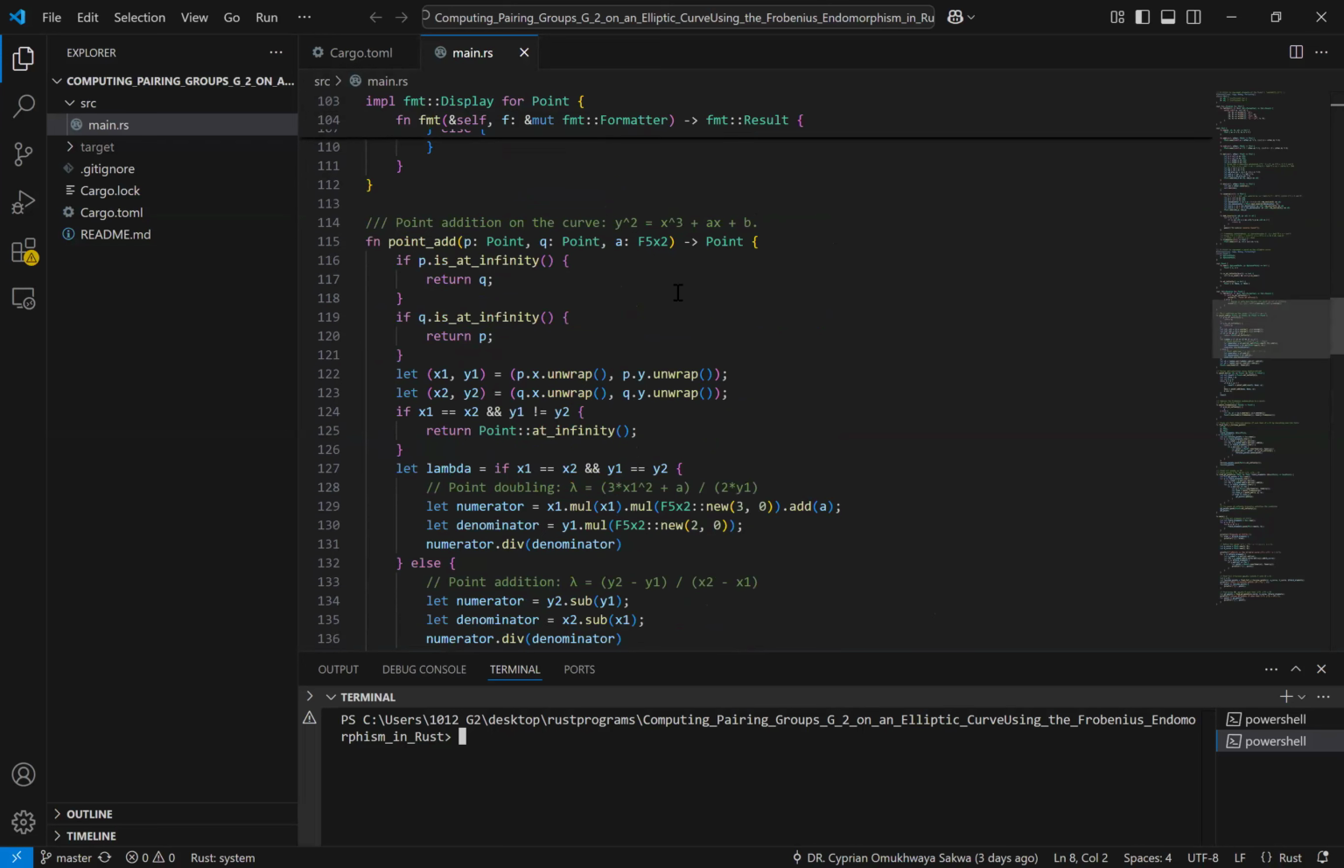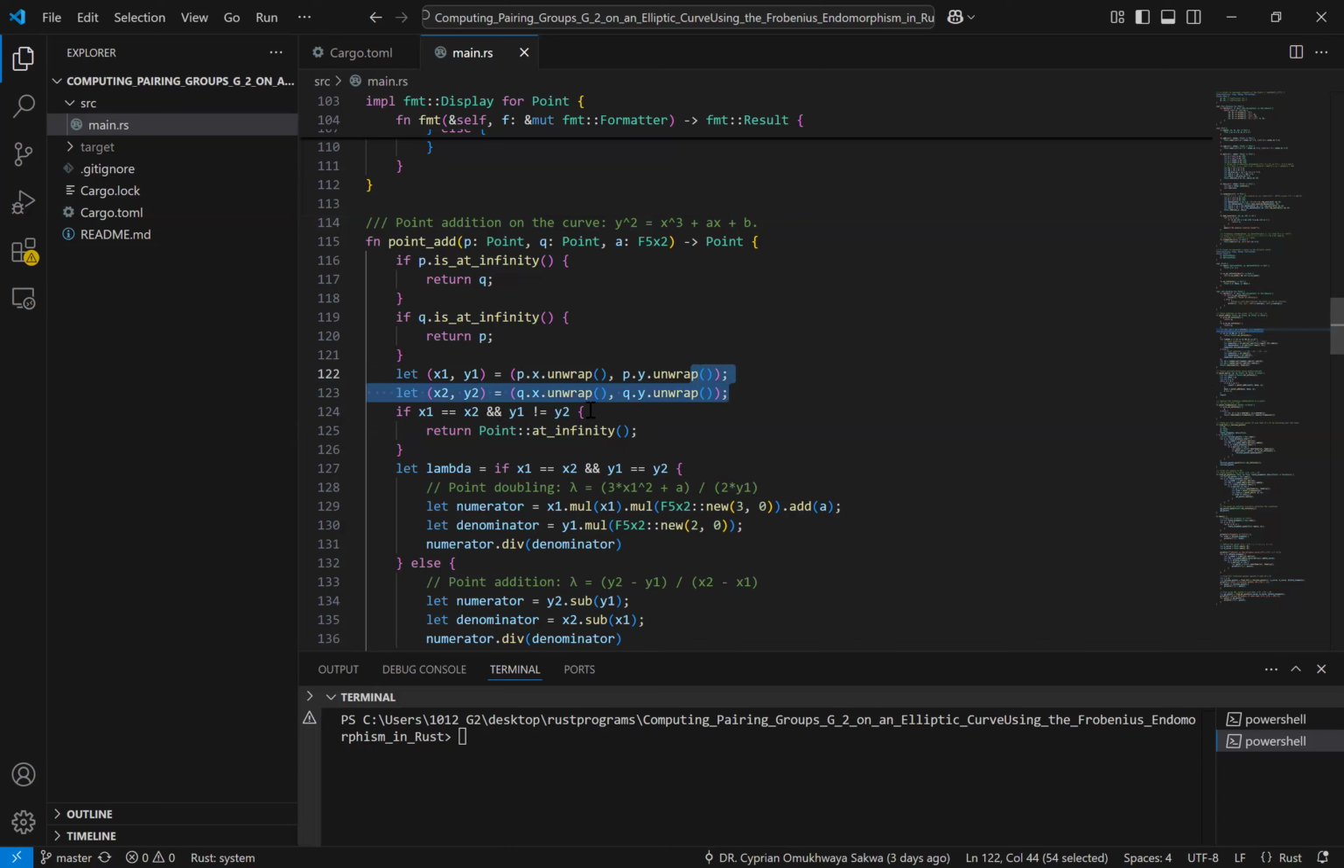For instance, this part is the part for summation, the point add function. I'm telling it, if you're adding P to Q, and if P is at infinity, then the result is Q. And if Q is the one that is infinity, the result is P. Okay, so let X1 and Y1 be this point, and X2 and Y2 be that point.